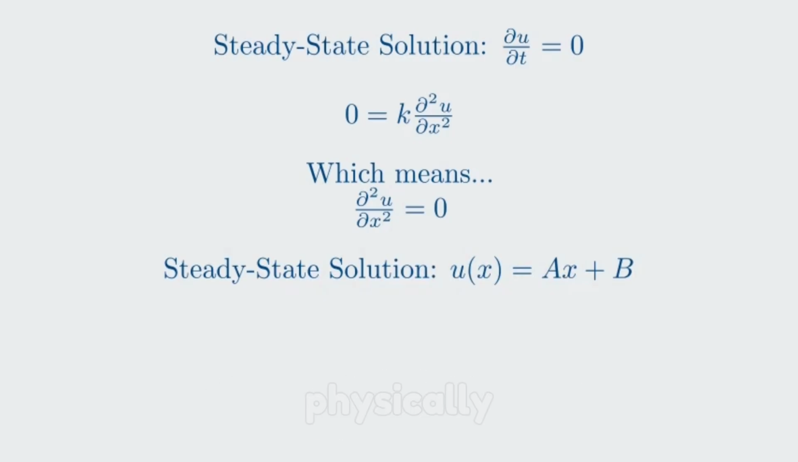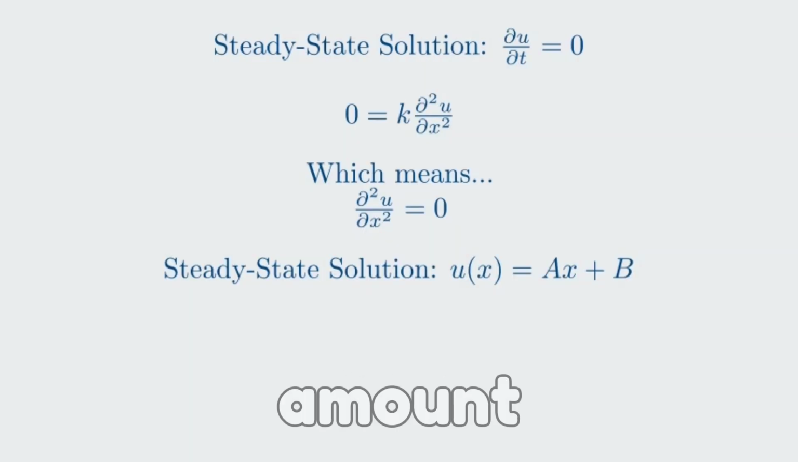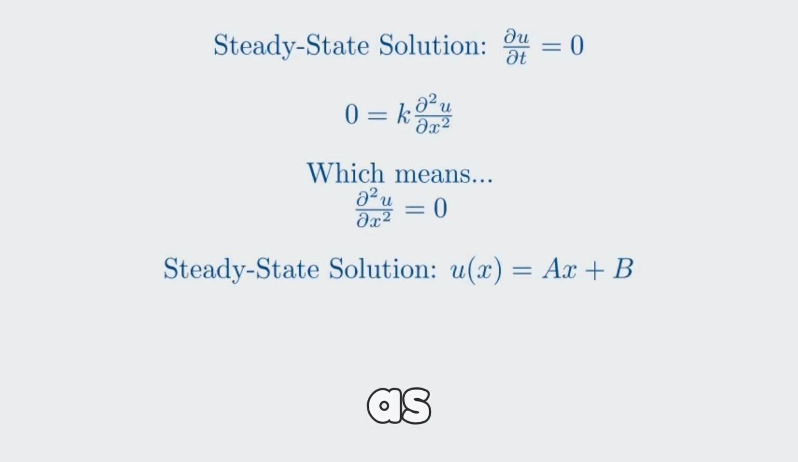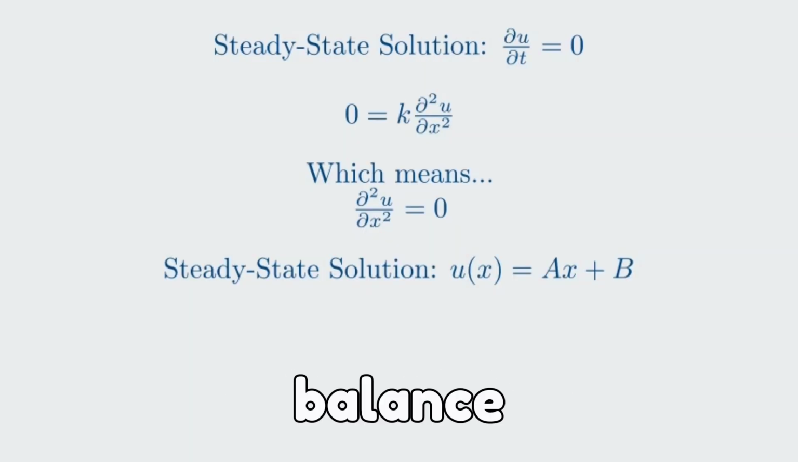What does this mean physically? It means that in a system that has settled down, the temperature decreases at a constant rate as you move along the rod. This creates a uniform heat flow, where the same amount of heat flows out of any section as flows in, keeping everything in balance. Let's apply this steady-state solution to a real example.